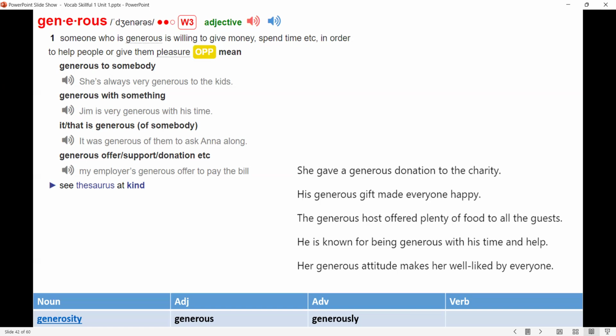Example, she gave a generous donation to the charity. His generous gift made everyone happy. The generous host offered plenty of food to all the guests. He is known for being generous with his time and help. Her generous attitude makes her well liked by everyone.